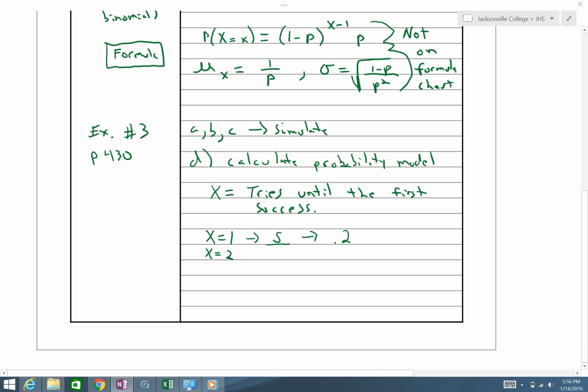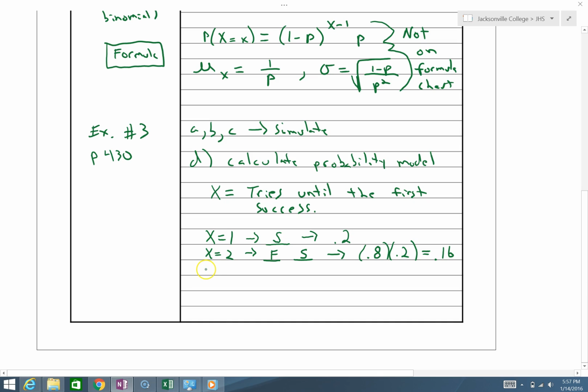Well, X could be 2. What we're saying here is our first success is on the second attempt. So here I come, 2 blanks. If my first success is on the second attempt, then clearly the first attempt was a fail. Then the second attempt was a success. Well, what is the probability of failure? It's the complement of this 0.2. It's 0.8. And then my success would be 0.2. Now to find this compound probability, we simply multiply. It's legitimate to multiply because we know these events are independent. 0.8 times 0.2 is 0.16.